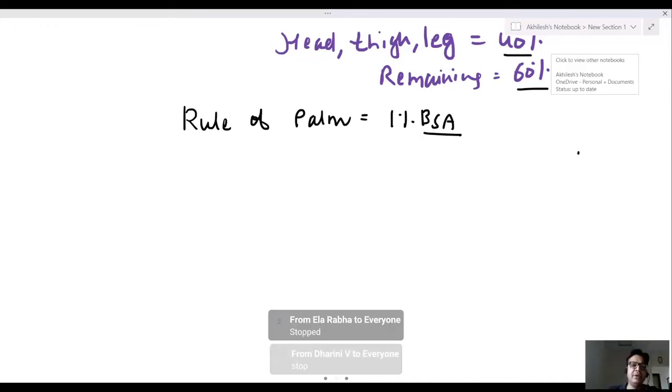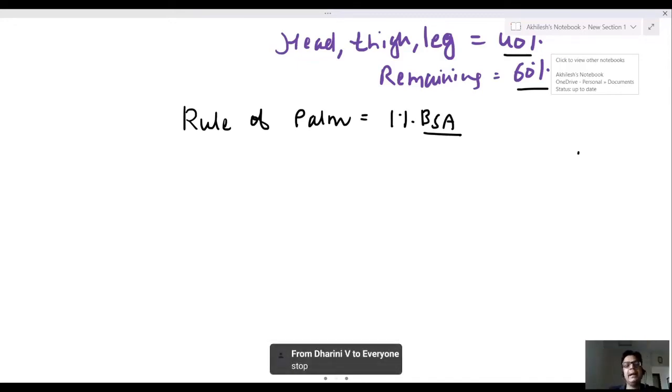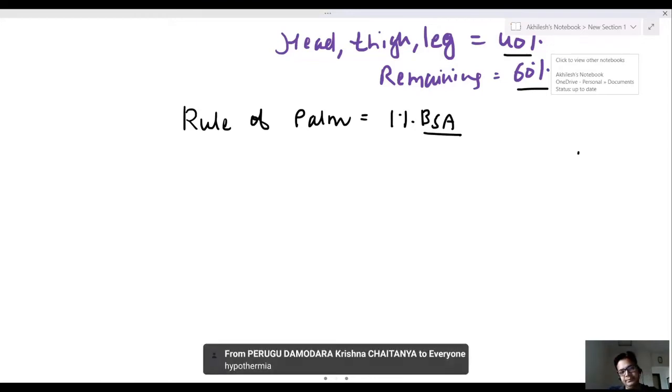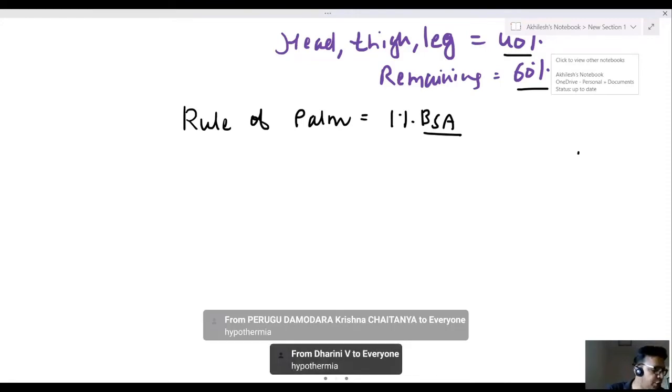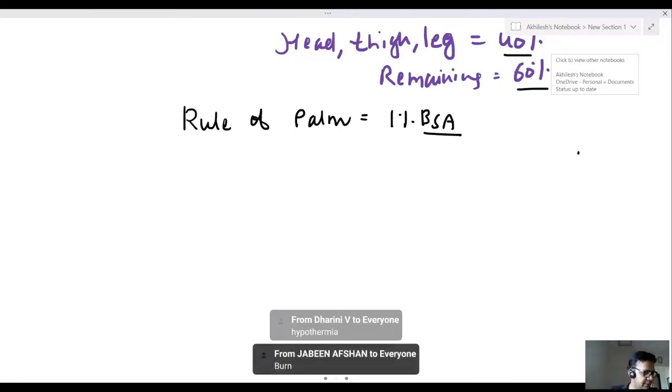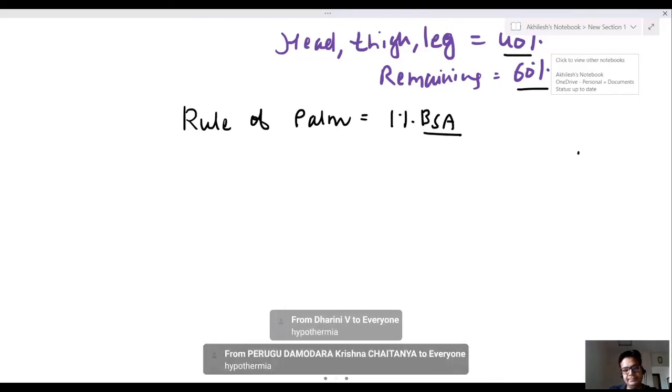Paradoxical undressing phenomenon is seen in hypothermia. Erythema pernio is seen in hypothermia. Now, what is the table?